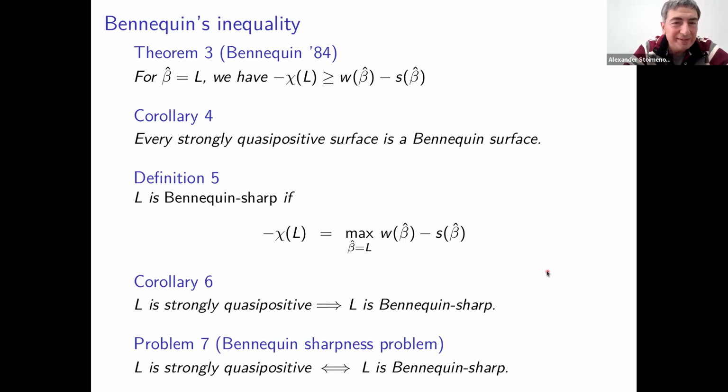So you say that the link is Bennequin sharp if this Bennequin inequality can be made into an equality for some proper braid representative of the link. An obvious consequence of this is that if L is strongly quasi-positive, then L is Bennequin sharp. And now there is this problem about the equivalence of the two. This is not known. There is this problem whether L Bennequin sharp is equivalent to strongly quasi-positive. I will talk about some applications to this problem later.